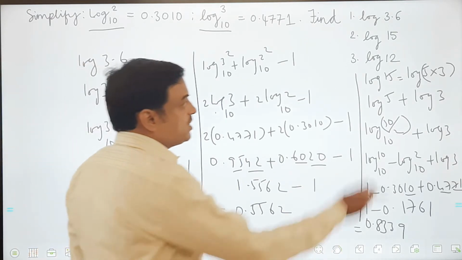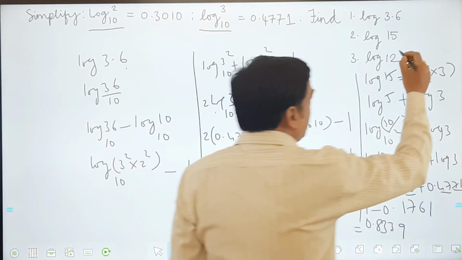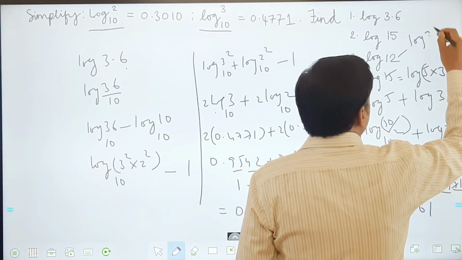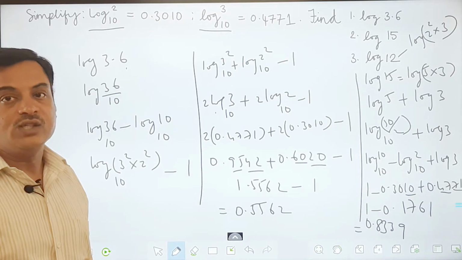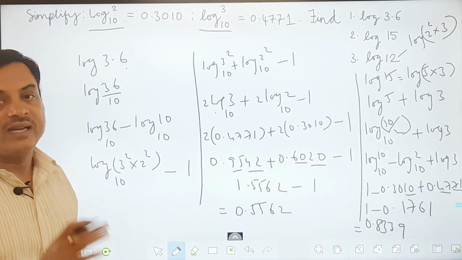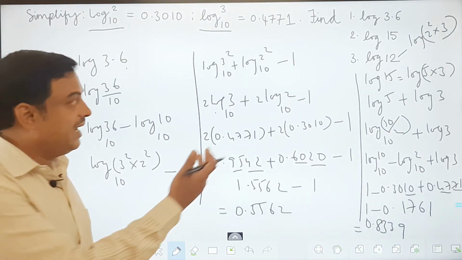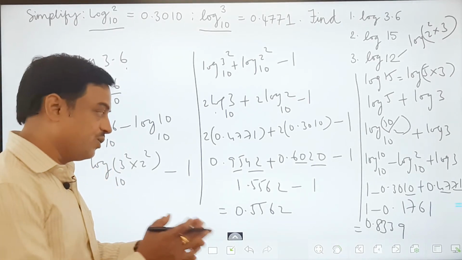Fair enough? So similarly you can find log 12. I'll give you a hint. This can be taken as log 2 square into 3. What is 2 square? 4. 4 into 3, 12. And then it can be taken as 2 log 2 plus log 3, and I can get the value of it very easily. So try that once.